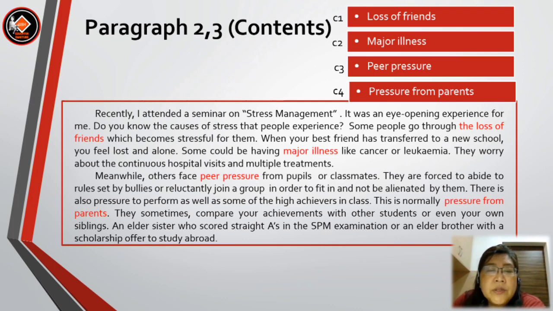There is also pressure to perform, as well as some of the high achievers in class. This is normally pressure from parents. They sometimes compare your achievement with other students or even your own siblings. An elder sister who scored straight A's in the SPM examination, or an elder brother with a scholarship offer to study abroad.